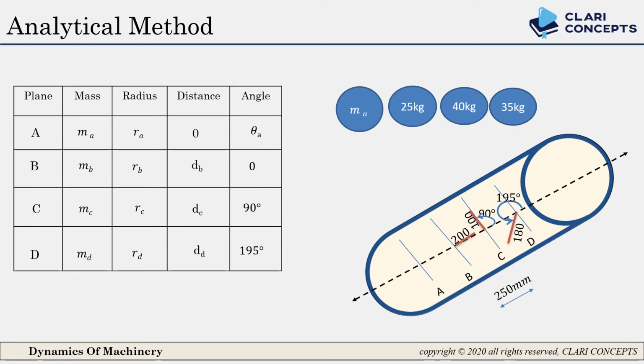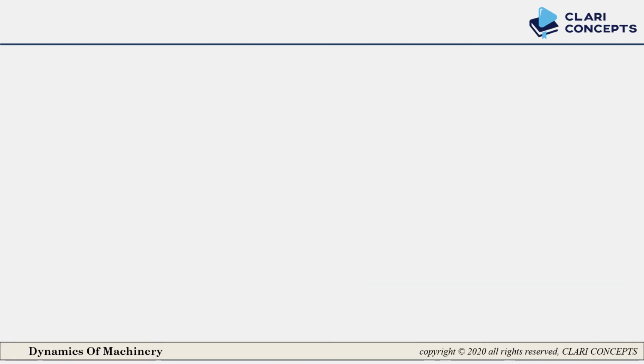195 degree. Now you know the mass is provided at some angle. So whenever any mass is provided at some angle, it has two components, one in a cos term and another in a sin term. So force and couple both have two components.